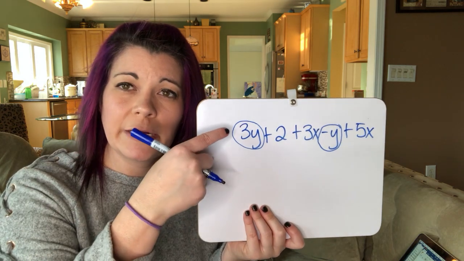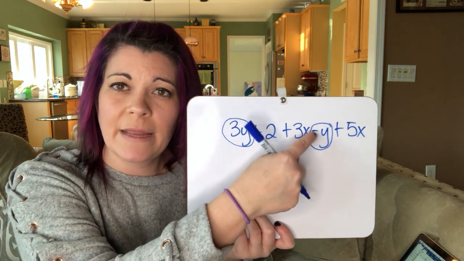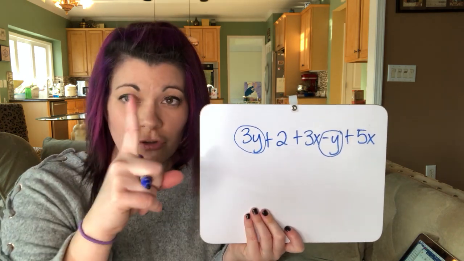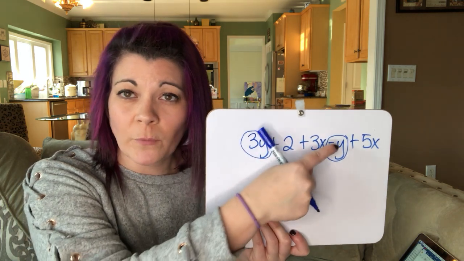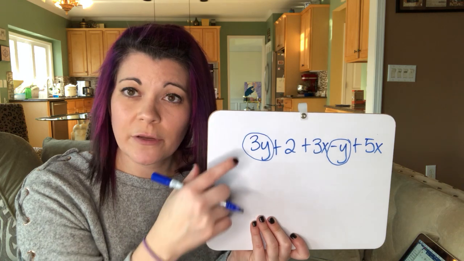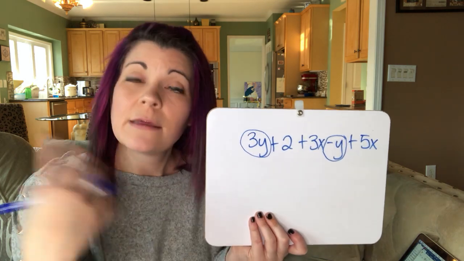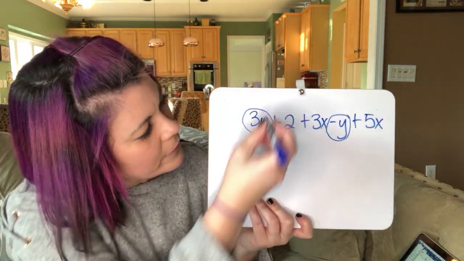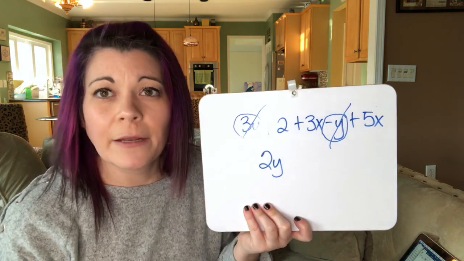So what we're doing here is 3y minus y. Remember, when there's not a coefficient in front of a variable, it's understood as 1. So this is really 1y. The coefficient here is 1. If we're doing the operation to the coefficients, 3 minus 1 gives us 2. Then you just bring down the variable, 2y. We've done those, so I'm going to mark them out so I know I've done them.